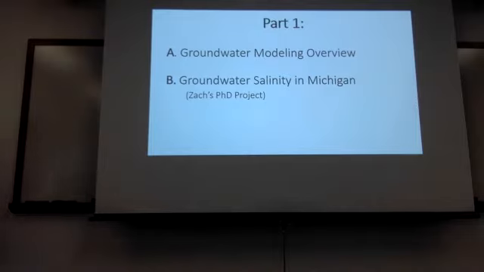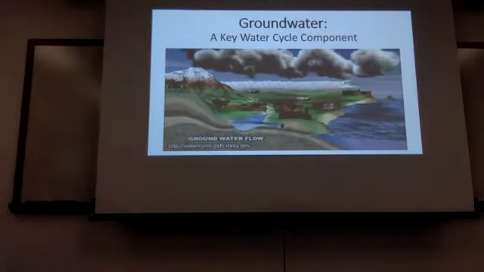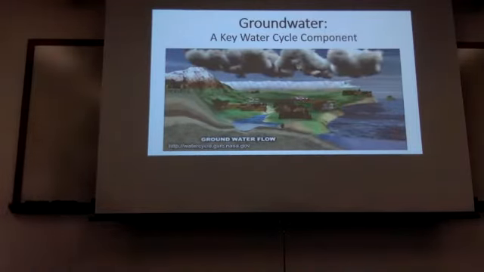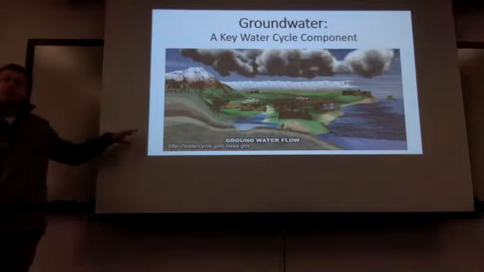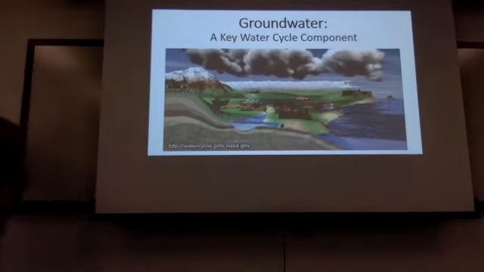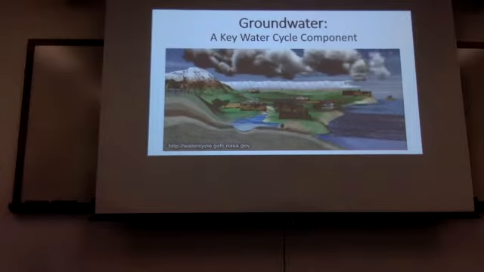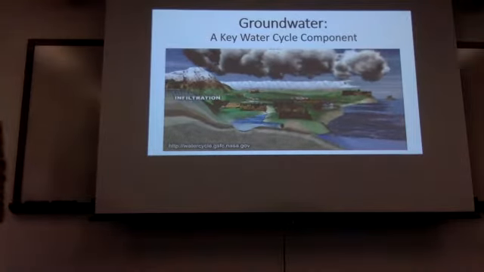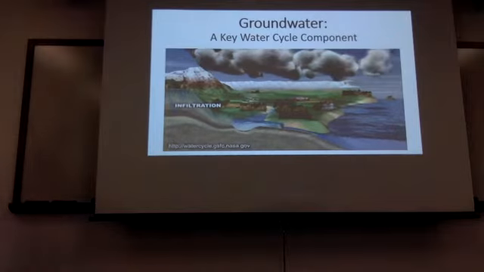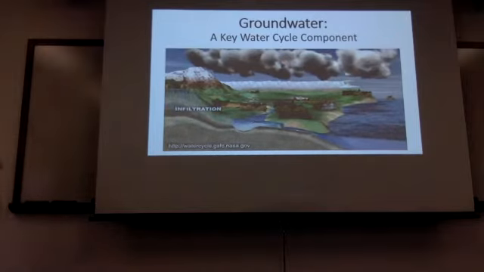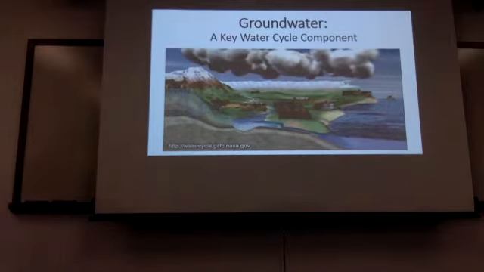Okay, so I'm going to talk about groundwater modeling in general, and then I'll go through and do my best to summarize what I've been working on the last 4 years. So groundwater is a key part of the water cycle. Groundwater constitutes all of the water flowing through saturated porous media or fractured bedrock in the subsurface. And so water infiltrates, usually in the highlands, as recharge or infiltration, moves through the subsurface, and eventually discharges into lakes, streams, or possibly the ocean.